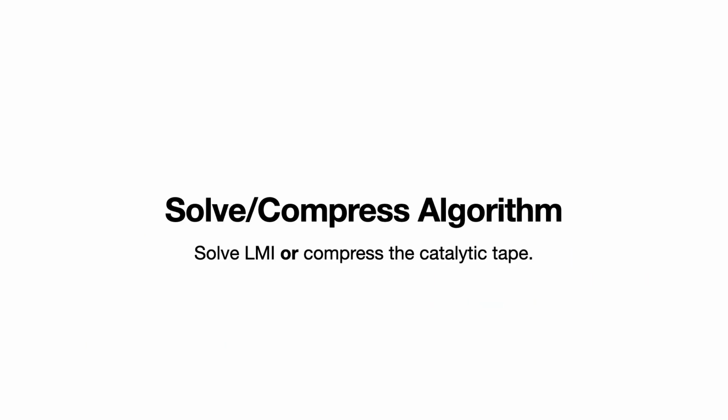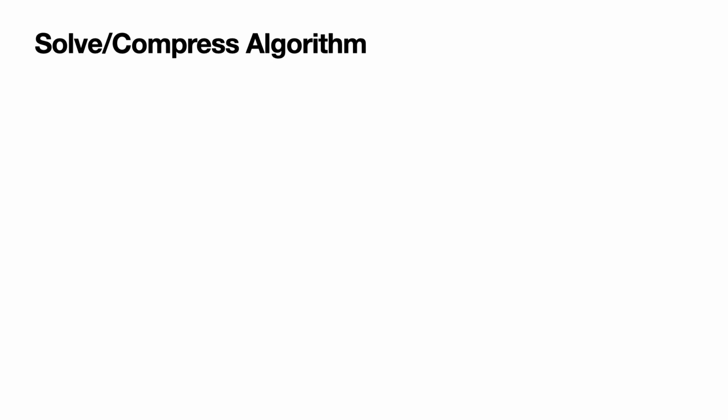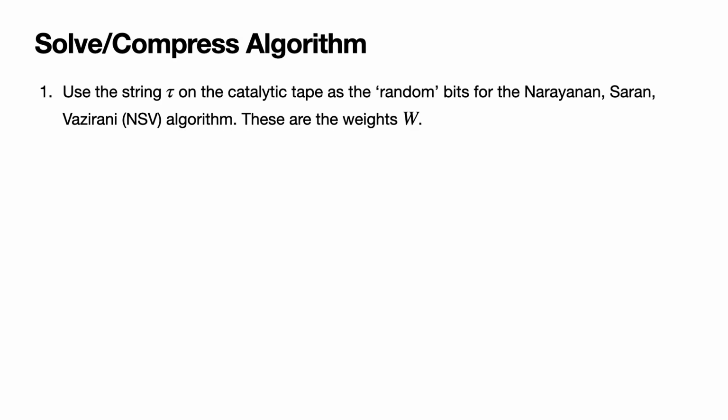So I'm going to describe the solve/compress algorithm. This algorithm either solves LMI, linear matroid intersection, or it compresses the catalytic tape. Here we go. So the idea is that we use the string on the catalytic tape as the random bits for the NSV algorithm. These are the weights W. If it succeeds, we're done, but let's assume it fails.